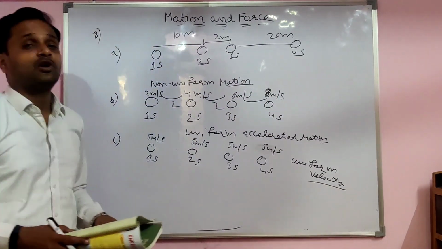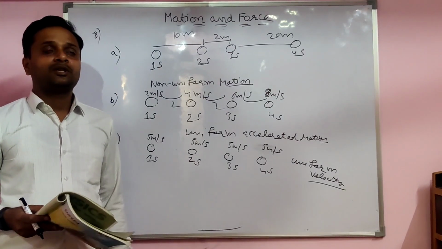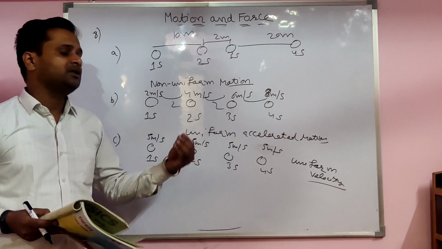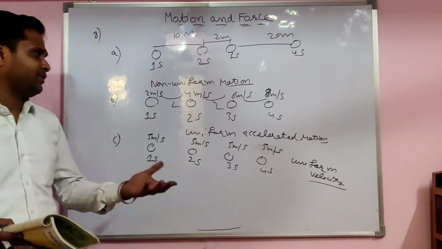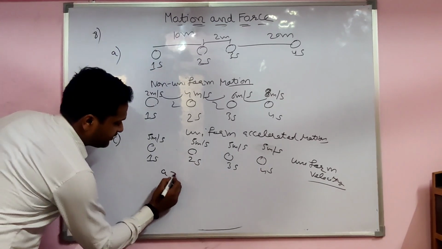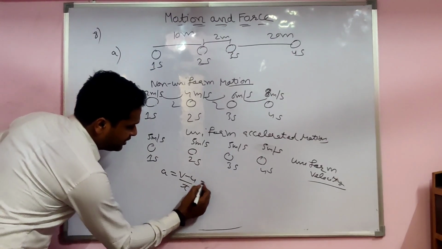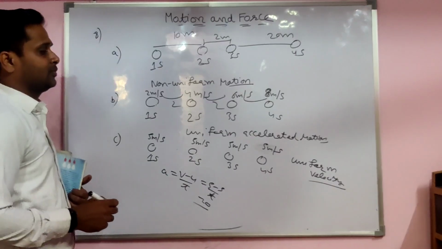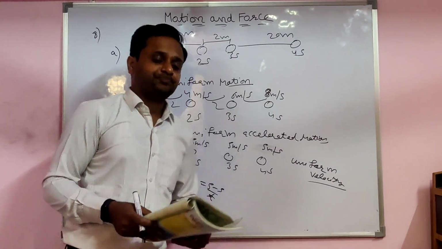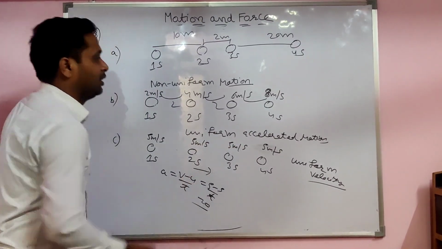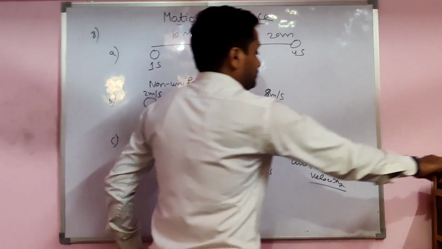You can say that it is uniform velocity. You cannot say it is non-uniform, because there is no acceleration, because the final and initial velocity are the same. A is equal to V minus U upon T, and that also gives the answer 0 only. Uniform velocity over here. Now come to the last one.